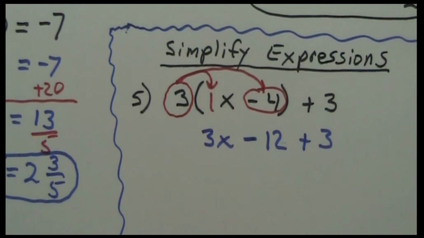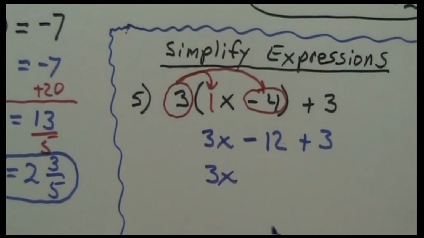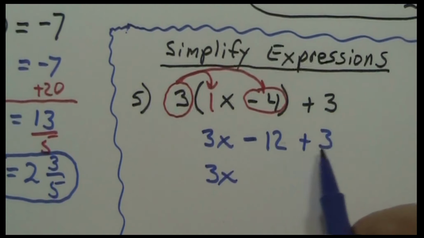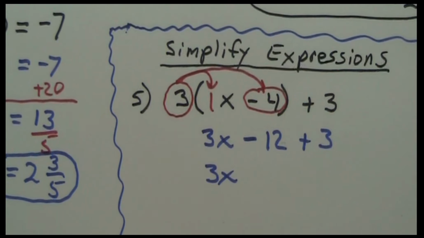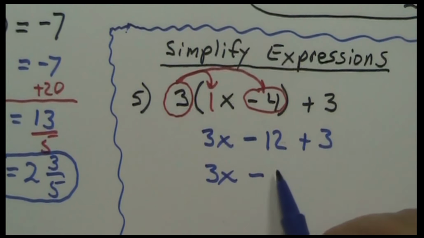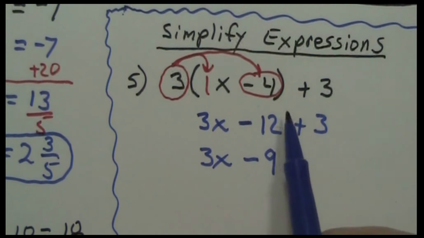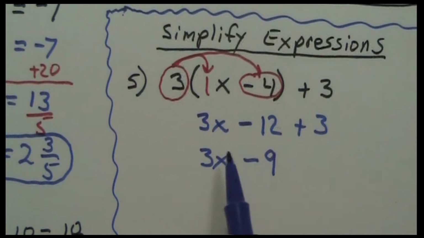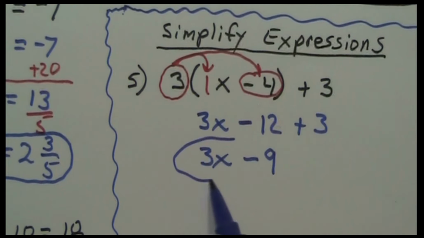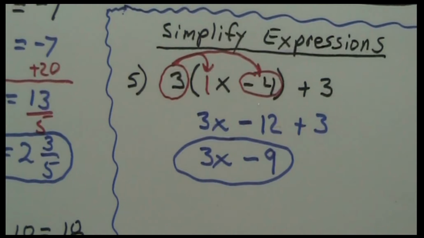Okay, now I combine like terms. I see I have 3x. That's the only x's I have. And now I have -12 and plus 3. Okay, so you need to combine those together. -12 plus 3, there's more negative. 12 take away 3 is 9. There's 9 negatives. Okay, so I combine these two together. And that's all you can do. You're done. This is simplified. There's nothing more to do. There's no equals, we're not solving.